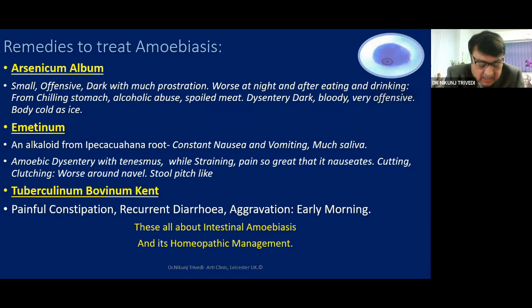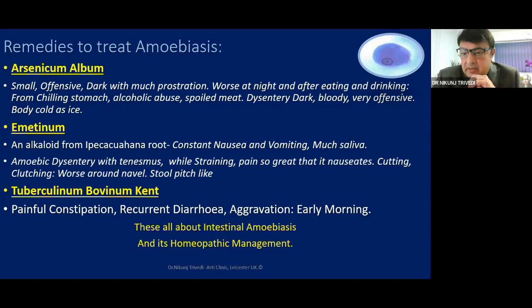Emetinum, an alkaloid from Ipecac. Ipecac is the greatest homeopathic anti-amoebic. When amoebiasis takes place in the intestine, the patient feels nauseous, feels a bitter taste in the mouth, feels bloated, and gets passage of mucus. Even female patients complain about leukorrhea. And sometimes amoebiasis is also associated with giardiasis.